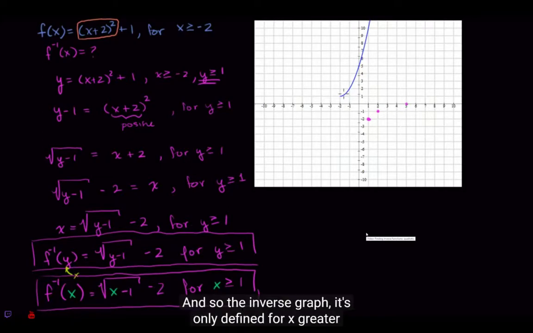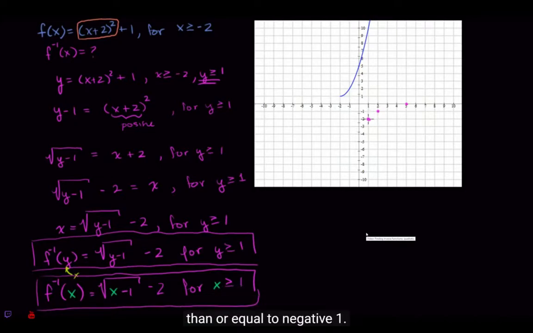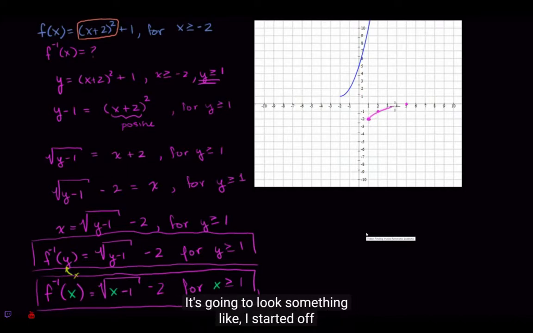And so the inverse graph, it's only defined for x greater than or equal to negative 1. So the inverse graph is going to look something like this. I started off well and it got messy. So it's going to look something like that, just like that.